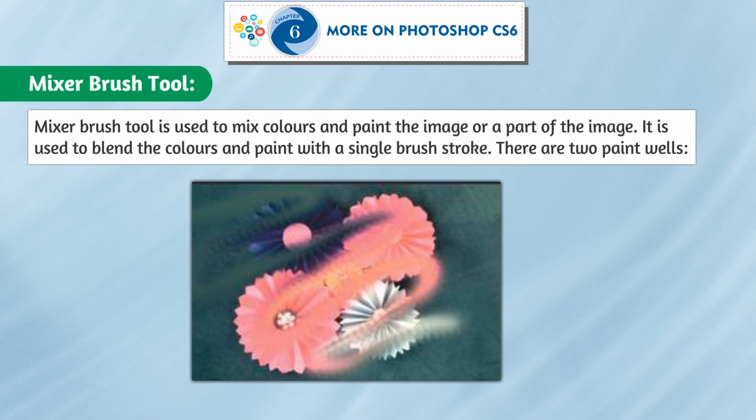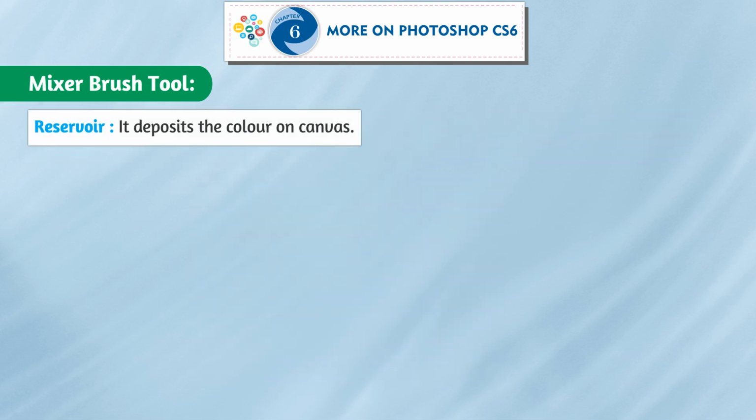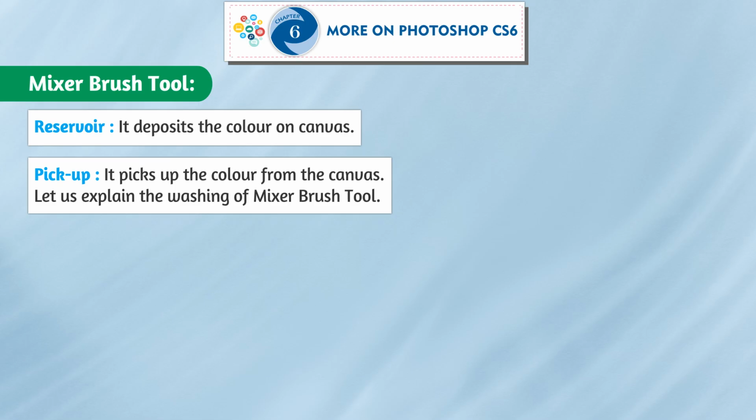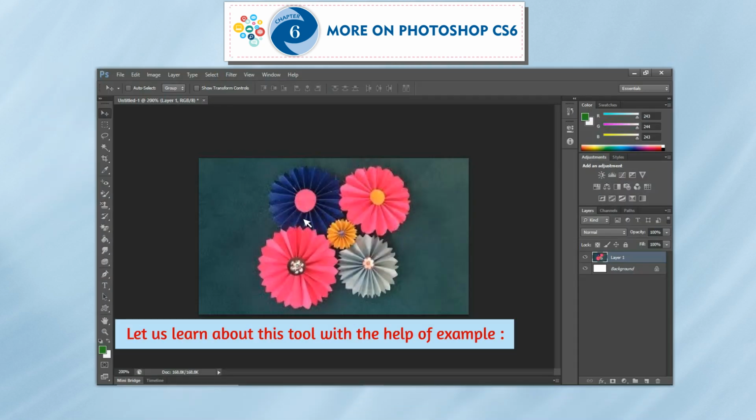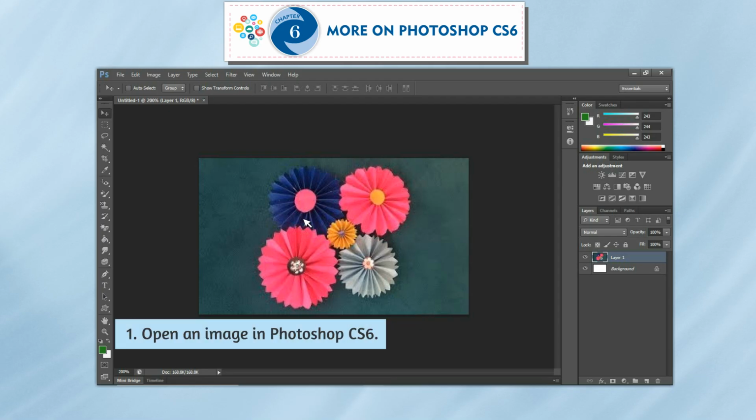There are two paint wells. Reservoir: it deposits the color on canvas. Pickup: it picks up the color from the canvas. Let us explain the working of the Mixer Brush tool. Let us learn about this tool with the help of an example.